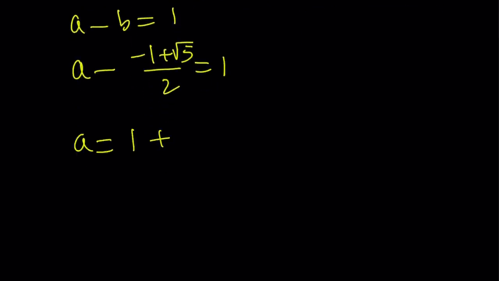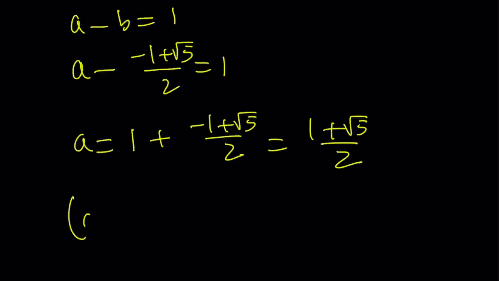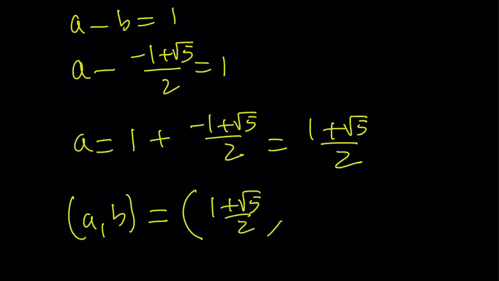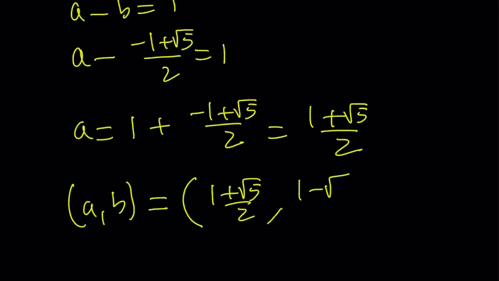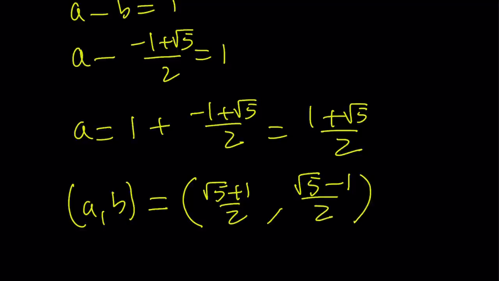a is equal to 1 plus negative 1 plus root 5 over 2. If you make a common denominator, you get 2 plus negative 1, which is 1. And this gives you 1 plus root 5 over 2 for the a value. So our a, b values are the following. For a we got 1 plus root 5 over 2, and for b, I should probably write it as root 5 plus 1 over 2, and the other one as root 5 minus 1 over 2. So they're kind of conjugates in this sense.